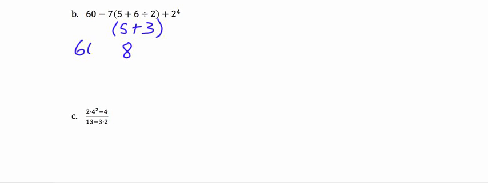Now the question is, what operation is between the 7 and whatever's in parentheses? Well, we assume that to be multiplication. When you see a number next to parentheses, or a variable for that matter, you assume the operation is multiplication.